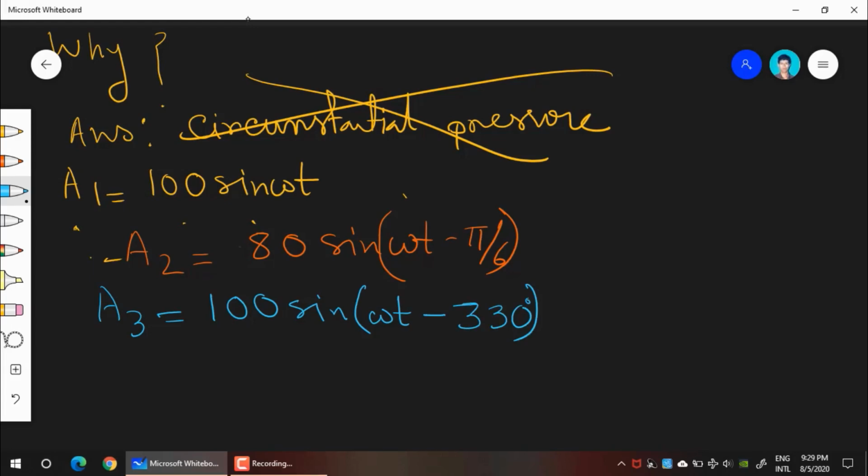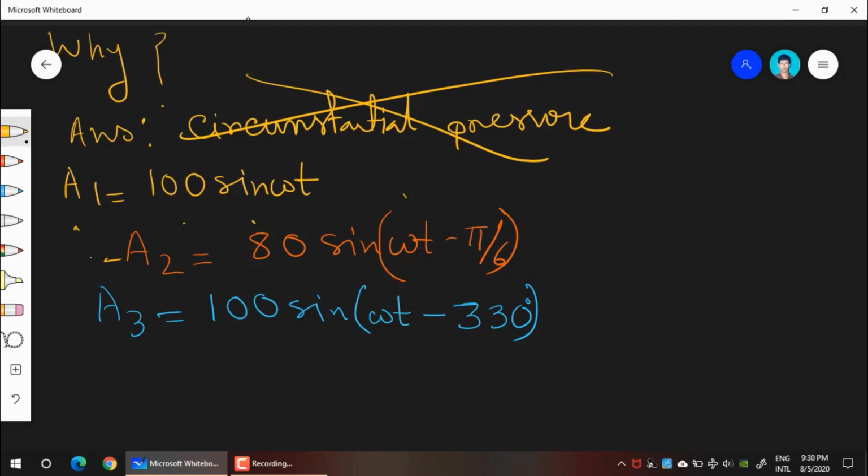Now, for the first two you are quite confident that obviously A1 is leading A2 by an angle of 30 degree. But what about this A3? Whether A3 lags A1 by 330 degree or A3 leads A1, that is what we need to know. If we draw a Phasor diagram for the same, we can easily answer our question.